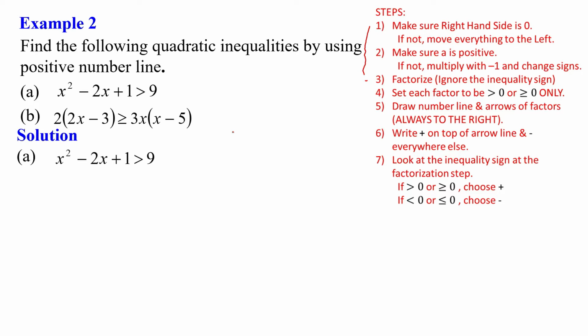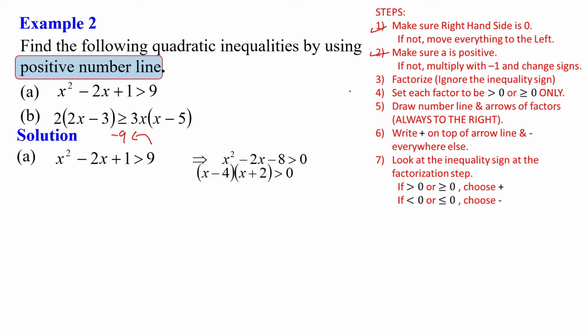Okay, example 2a, x squared minus 2x plus 1 greater than 9. Make sure right hand side is 0. The right hand side is not 0 yet, so we have to bring 9 to the left. And how to do that? Just minus 9 on the left. After that, make sure a is positive. Step 2 is satisfied because a is already positive. Third step, you have to factorize. Just factorize this by using your calculator, and that's what you get.